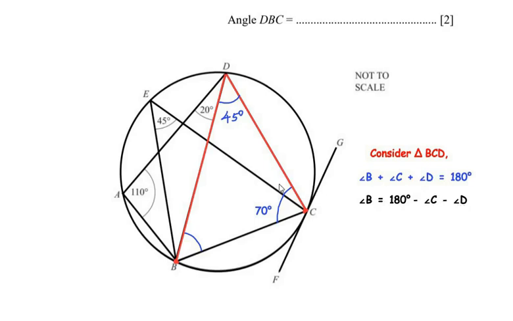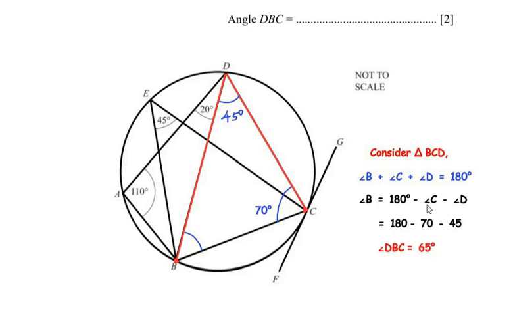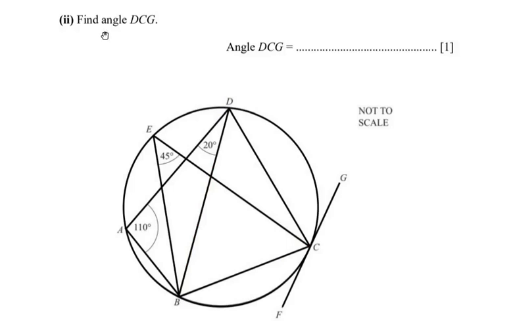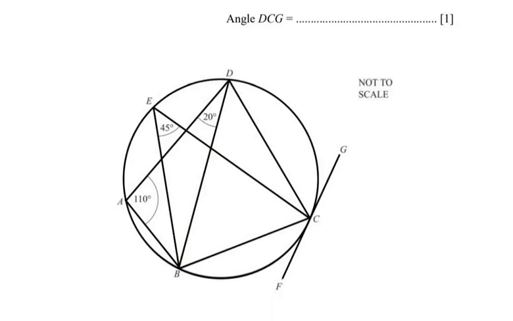Now we have the values of angle C and angle D with us. So 180 minus angle C, which is 70 degrees, minus angle D, which is 45 degrees. 180 minus 70 gives us 110, and 110 minus 45 gives us 65 degrees. So this is the value of angle DBC. Now, find angle DCG. Here we have to find out the angle DCG, that is this angle.